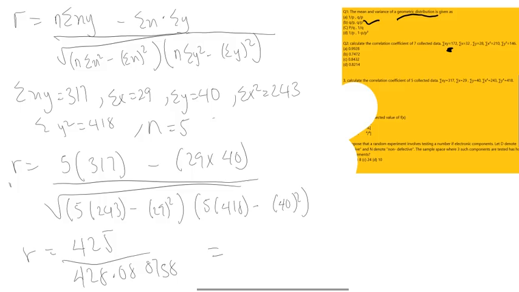Alright, so I have 425 divided by 428.088758, and this gives me 0.9927. So that's option, 0.9928, sorry. Remember, that's option A, because if you check the PDF, question 2 and question 3 have the same options. So yes, option A is correct for question 3. So that's the answer, 0.99278. And with that, you'll be able to calculate the correlation coefficient.